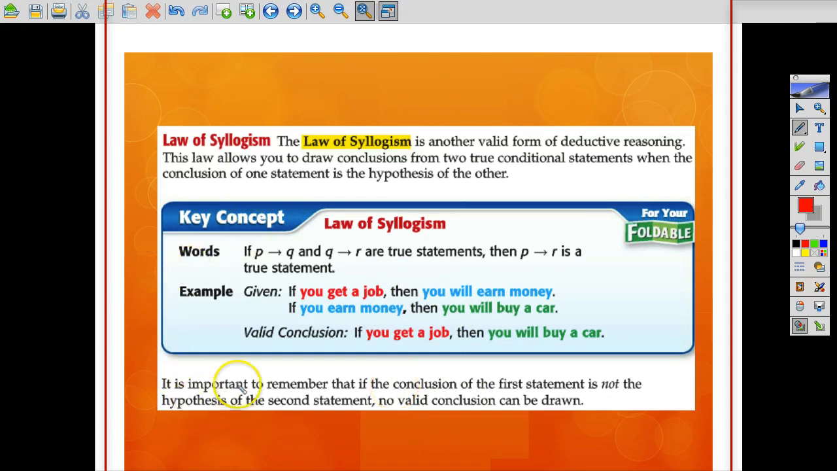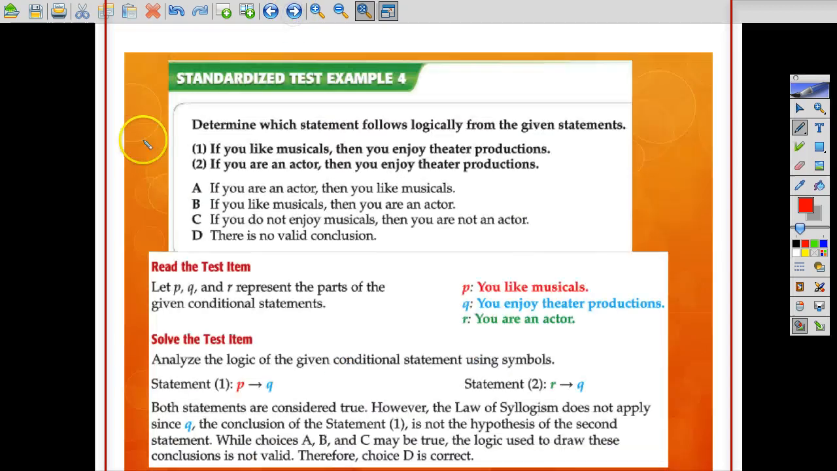All right. It is important to remember that if the conclusion of the first statement is not the hypothesis of the second statement, no valid conclusion can be drawn. So if you get a job, you will earn money. And then if they give you something ridiculous here, like if you work at Walmart, you will buy a car, then it doesn't make sense. So the conclusion has to be the hypothesis, the condition of the second statement. Then it will be true.